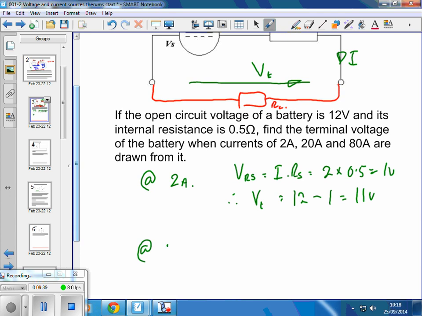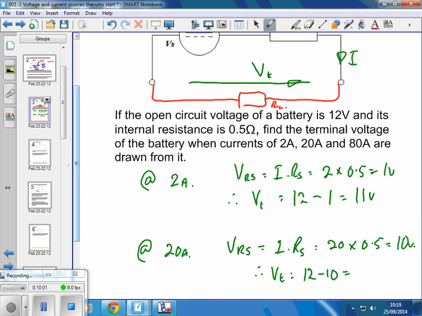At 20 amps, VRS is still I times RS, but it's 20 times 0.5 equals 10 volts. So at that, the terminal voltage is 12 minus 10, equals 2 volts. So drawing 20 amps means our terminal voltage drops.